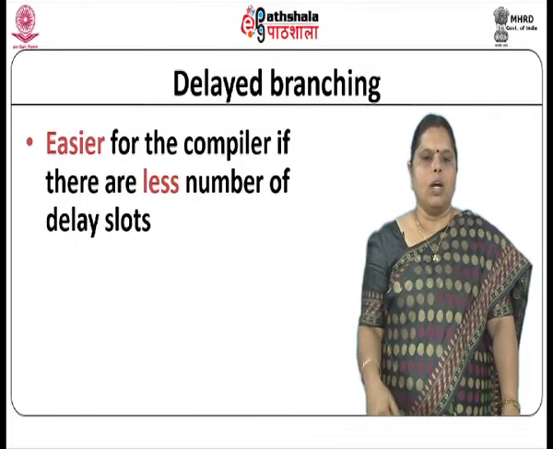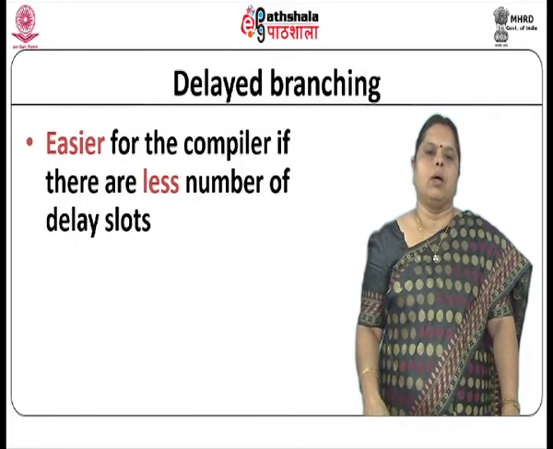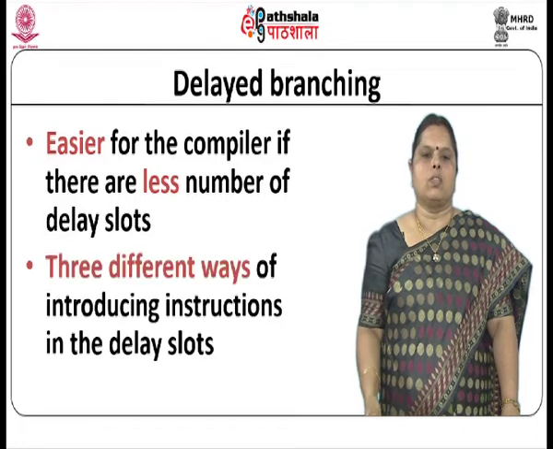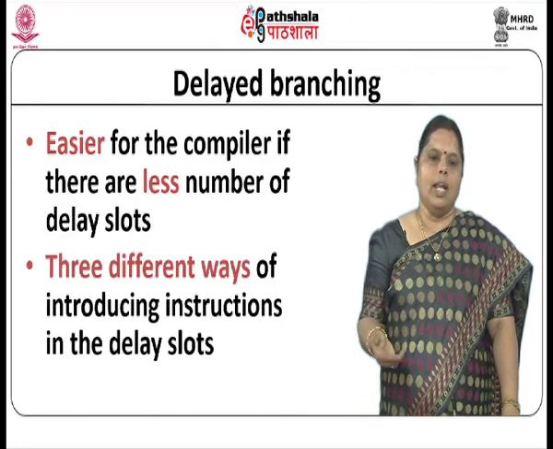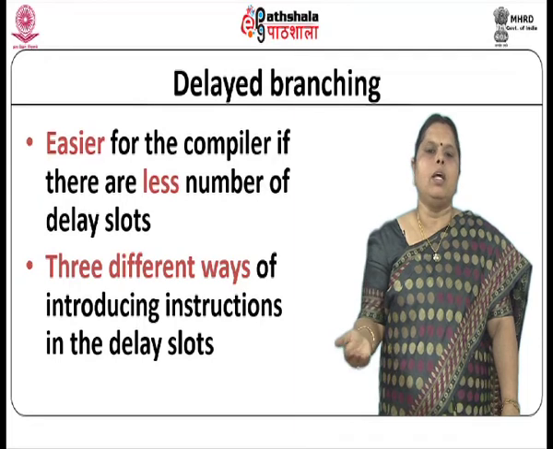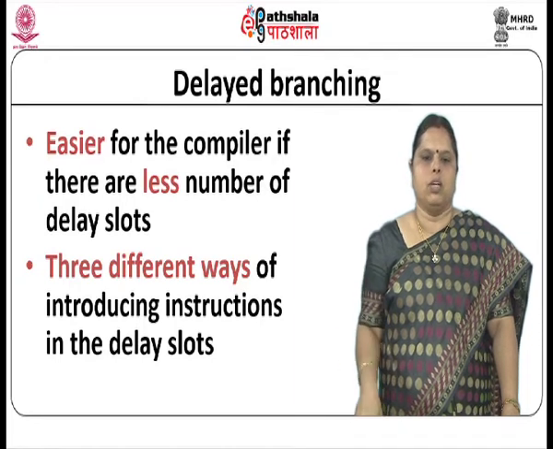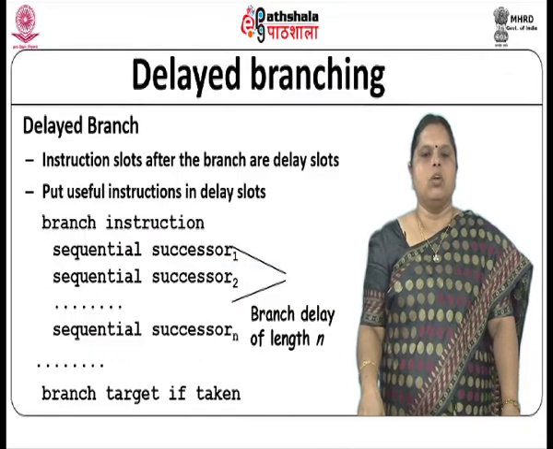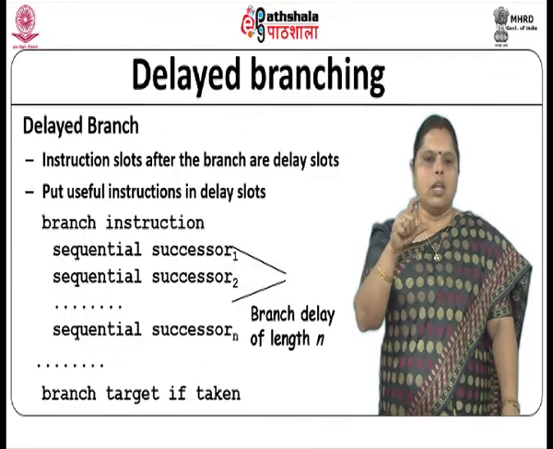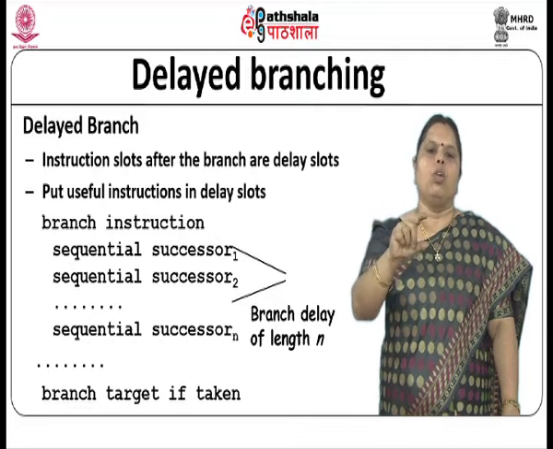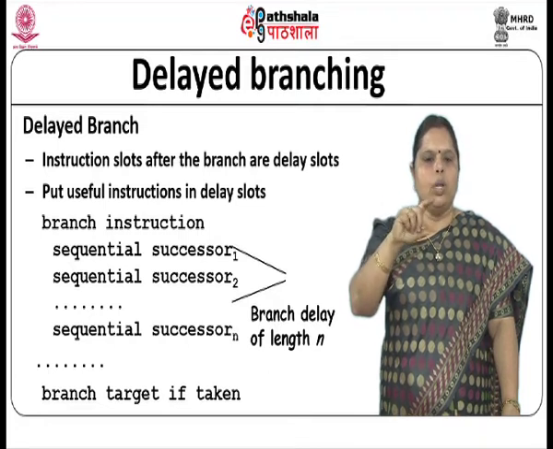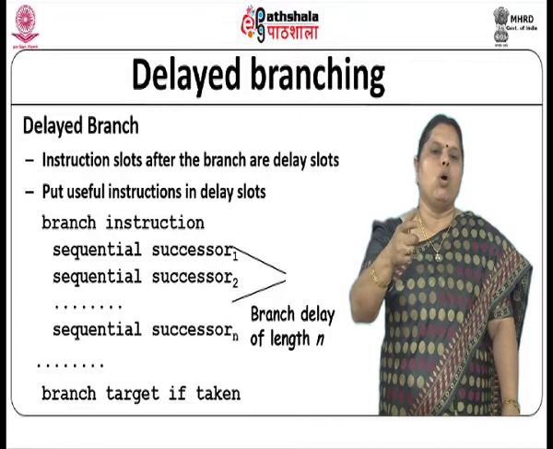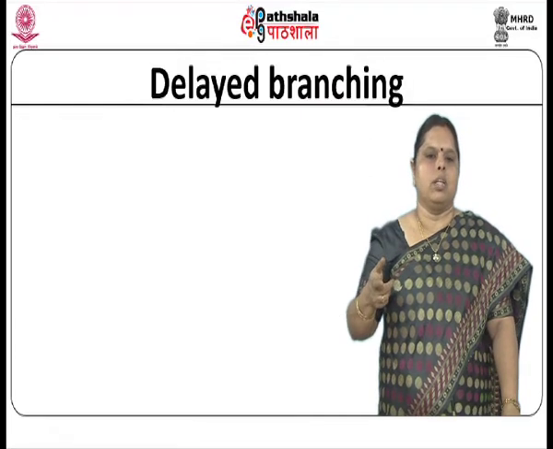If you just have one delayed slot, then it is easier for the compiler to identify a useful instruction. As the slots increase, the compiler may not be able to fill up the branch delay slots. Now, there are 3 different ways of introducing branch delay slots. What you mean by branch delay slots is the slots following your branch instruction which are a little ambiguous. You do not know whether these instructions will have to be executed or not. Those are called branch delay slots.